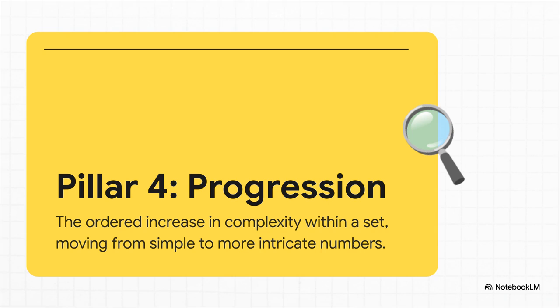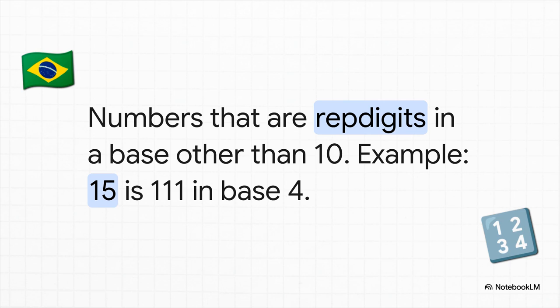This is all about the flow within a set of numbers, the way they can be ordered by increasing complexity, whether that means they have more digits or more prime factors or just more interesting properties. And a really cool example of this is the idea of Brazilian numbers. These are numbers that might not look repetitive to us in our normal base 10 system, but they are repdigits if you write them in another base.